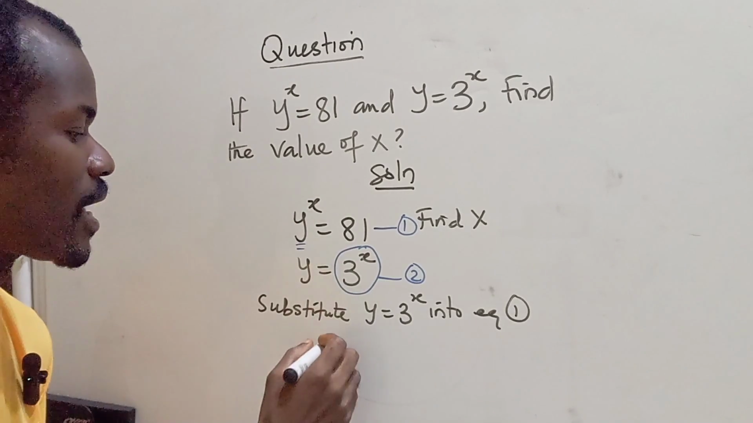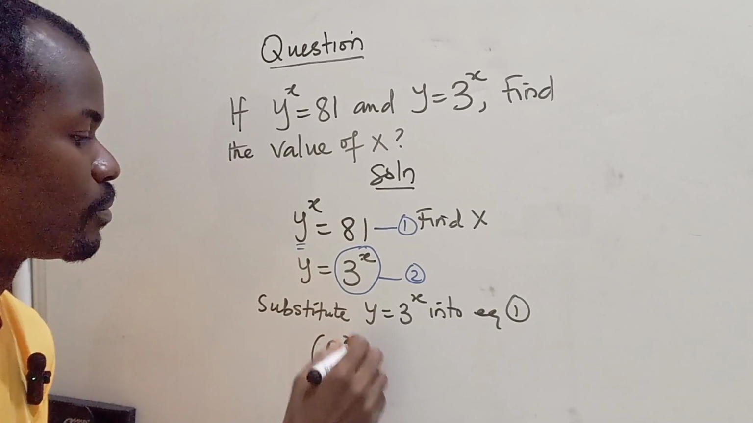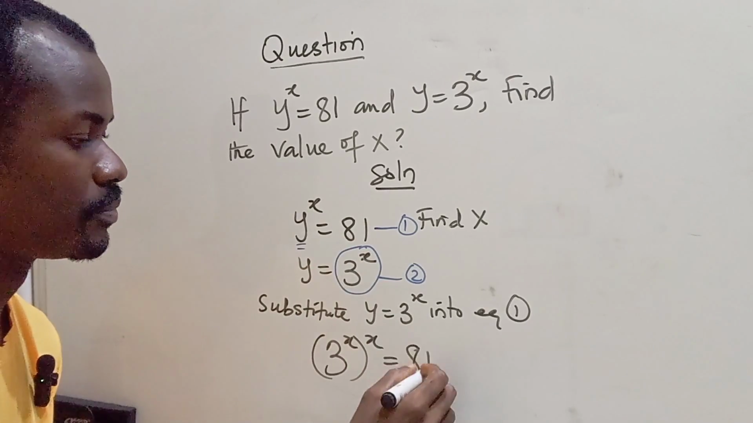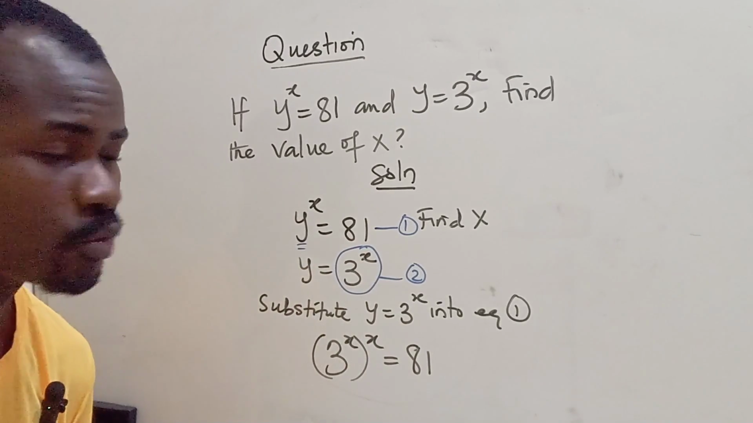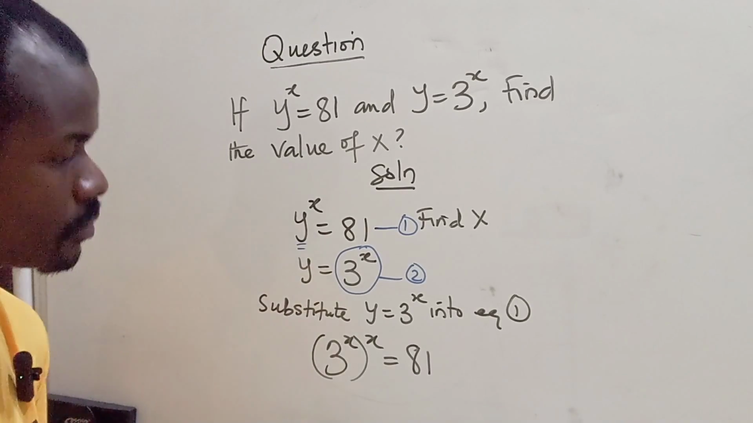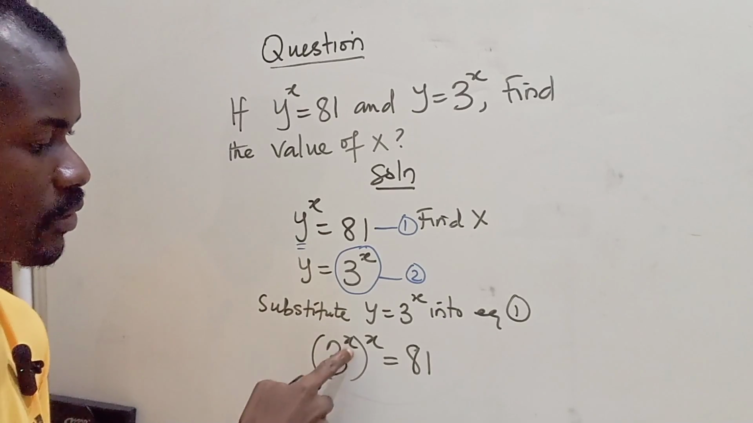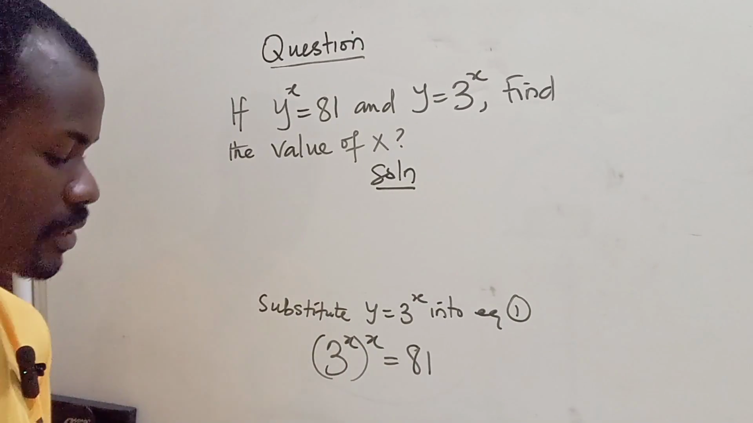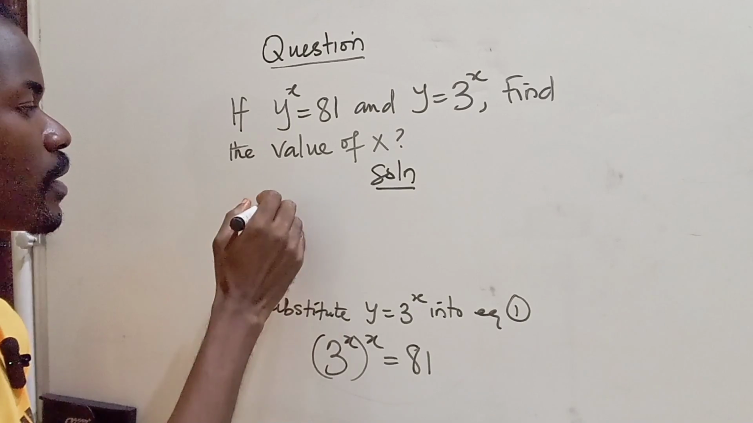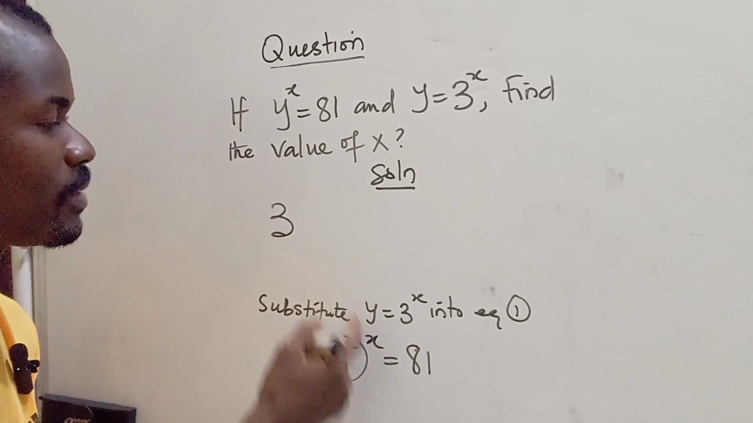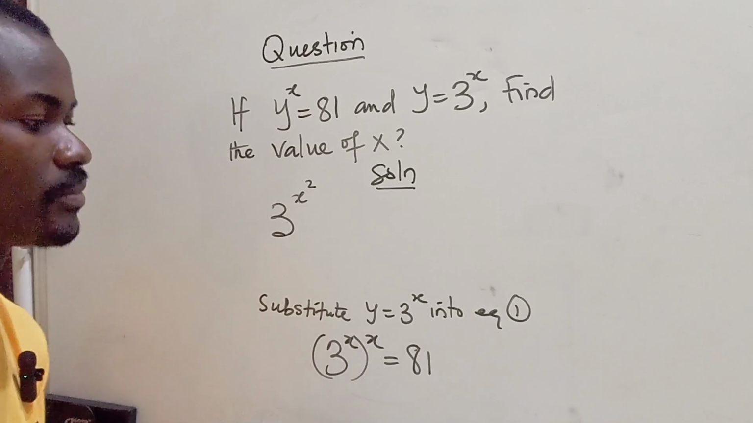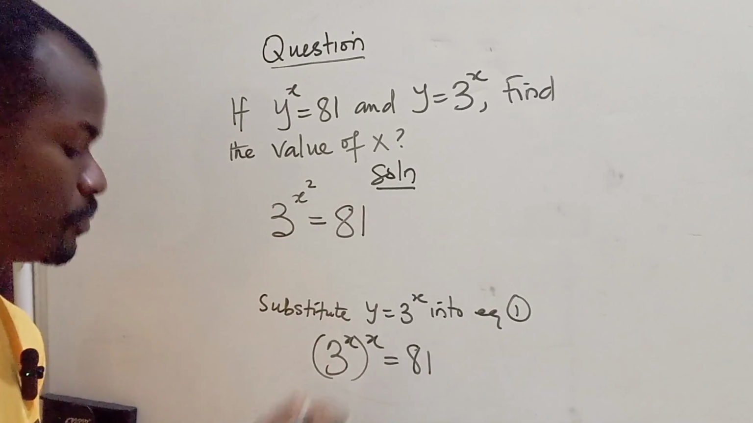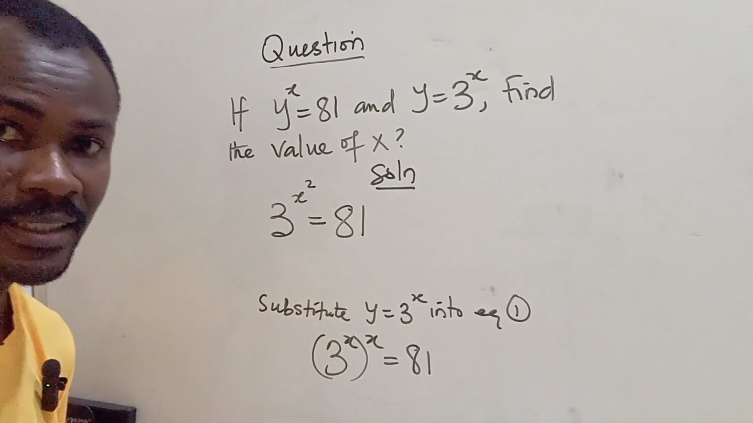So in place of y, we have 3 raised to power x multiplied by x outside is equal to our 81. So what would this give us? 3 raised to power x times x. Let's see what that gives us. That is going to give us 3 raised to power x multiplied by x, so we have x squared, which is equal to 81.